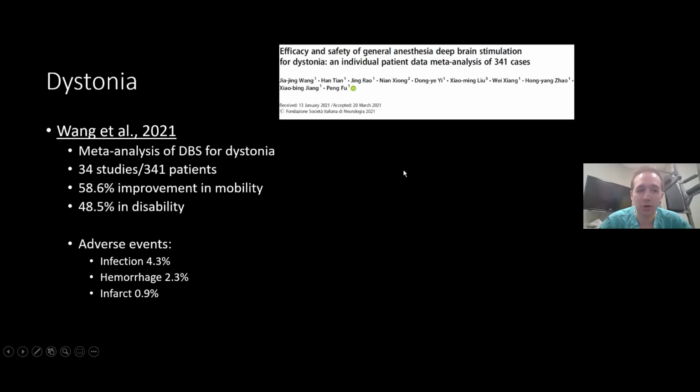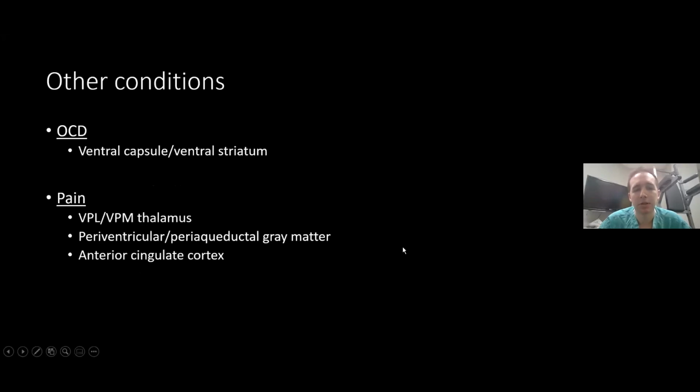DBS can also be used for dystonia, and also has good results, with an equivalent amount of adverse events as the previous studies. Other conditions that DBS is being investigated for include OCD, with the ventral capsule and ventral striatum targets. Also, there are pain targets. I didn't go into them because the data is a little bit more mixed and the results are not as good. But these are still evolving areas of study.